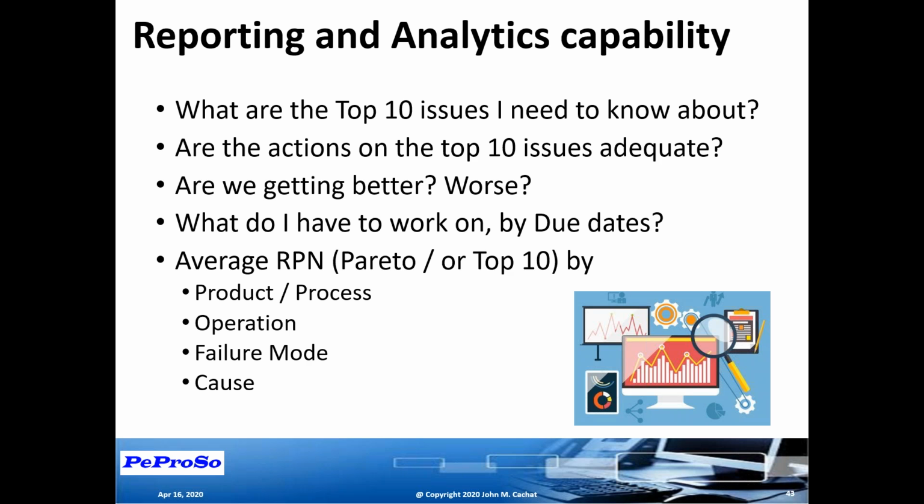The reporting and analytics capability when we move out of spreadsheets is a lot of fun. Are we getting better or worse? I don't know. What do I have to work on in my own time? I mean, just RPNs. What's the average RPN by product or product family? What's the highest risk we have? What's the lowest risk we have? I mean, all sorts of things that can be in the database world.